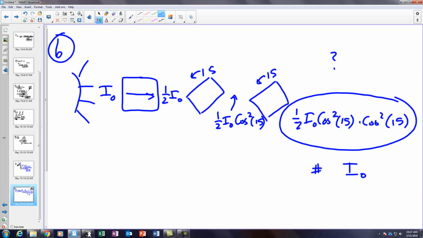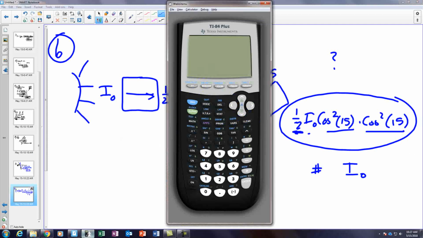The issue most people have is how to calculate 1/2 cosine of 15 squared times cosine of 15 squared. People struggle a little bit with the calculator. So I'm going to try to make this really simple by showing you how I would type it in. First thing I would do is the cosine of 15. As long as you're in degree mode, you'll get 0.9659. I need that squared. Okay?